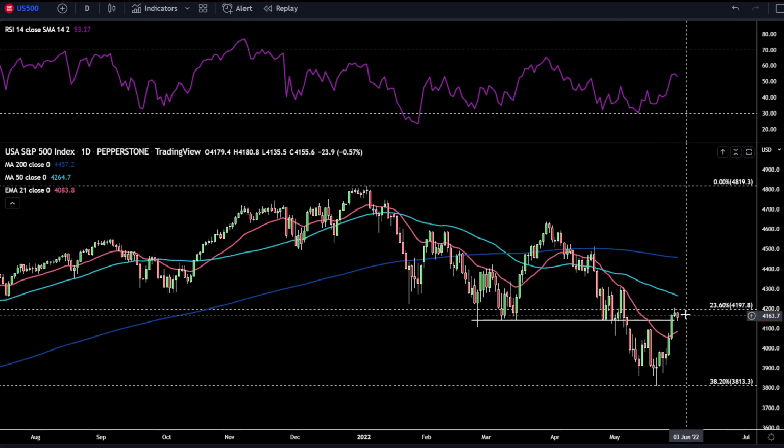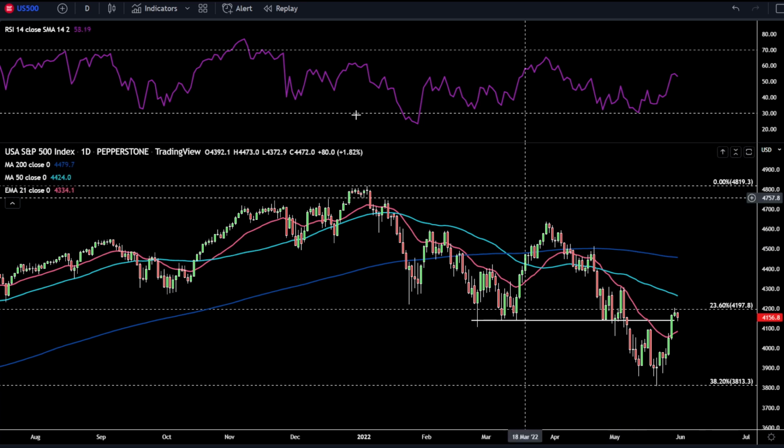S&P 500, it rallied into that 4.2 level there, the 23.6 Fibonacci level, and it's rolled over now. The RSI we can see as well. We're seeing after that, the EU banned oil. It's caused inflation expectations to move higher, and that's obviously led to markets potentially expecting a bit more aggressive tightening from central banks, and that's hitting risk sentiment a little bit this morning.